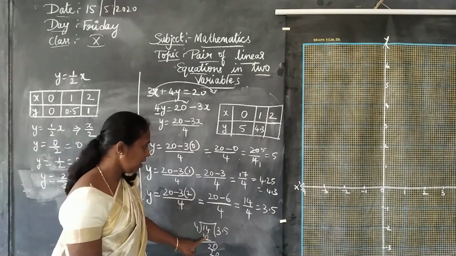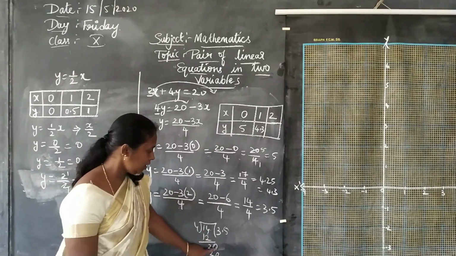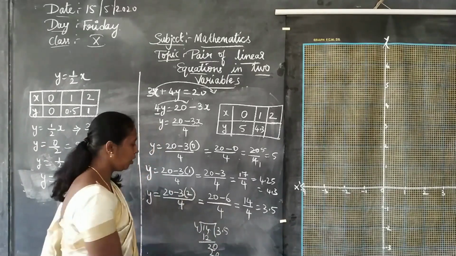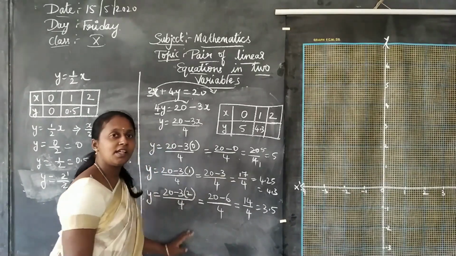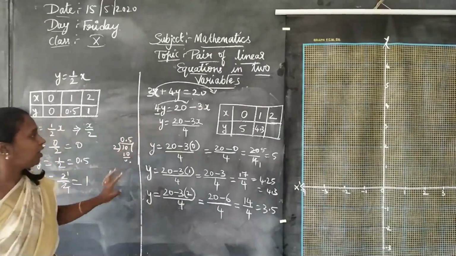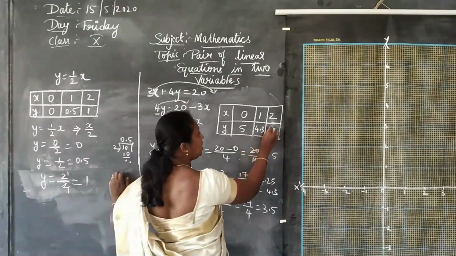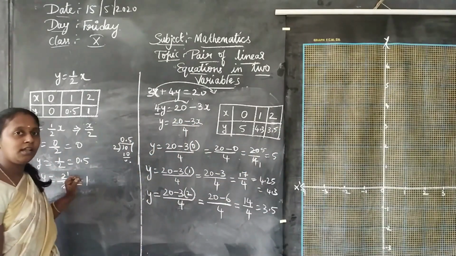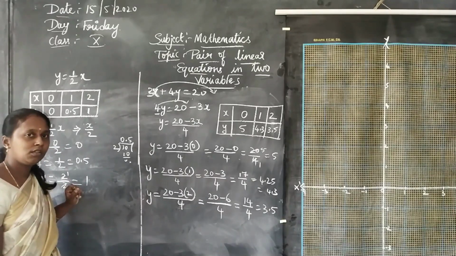3.5. 4 threes are 12, 2 is the remainder, 0. 4 fives are 20. So 3.5. Is it clear? Is it clear for everyone? So for the two equations I have taken the values. Now here I got 3.5. Okay, let me plot the graph now.